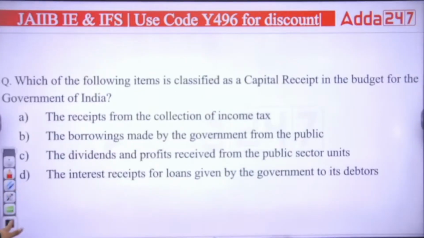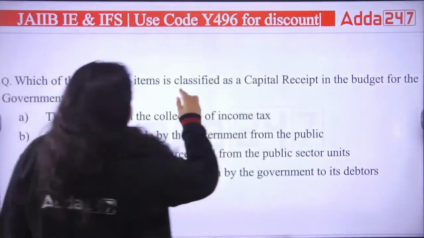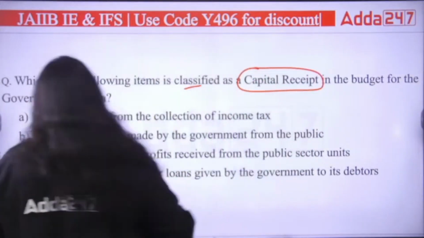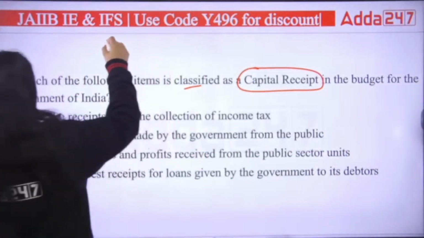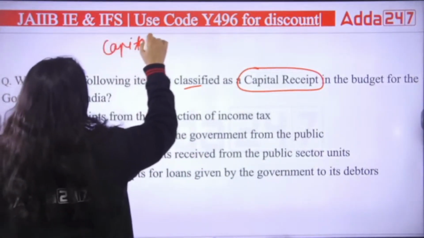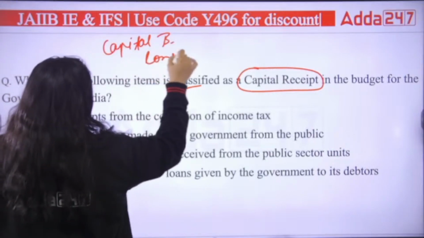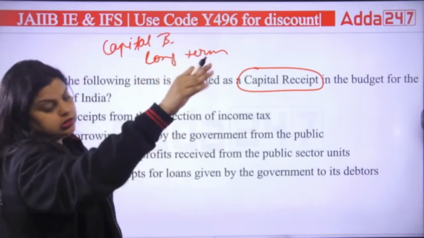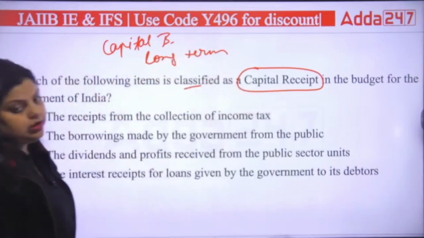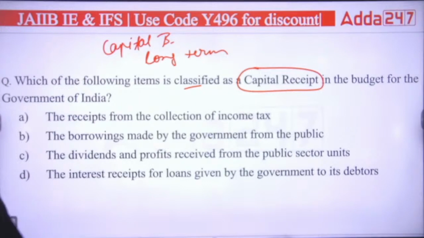Next, which of the following items is classified as a capital receipt in the budget of the Government of India? Capital budget is a long-term budget. When we talk about the second component, that is capital budget, it is a long-term budget. Revenue budget is a short-term, day-to-day budget, but capital budget is a long-term budget. And in the capital budget, we are talking about capital receipts. It means it is going to talk about the long-term income of the budget of the Government of India. So which of the following will be correct?